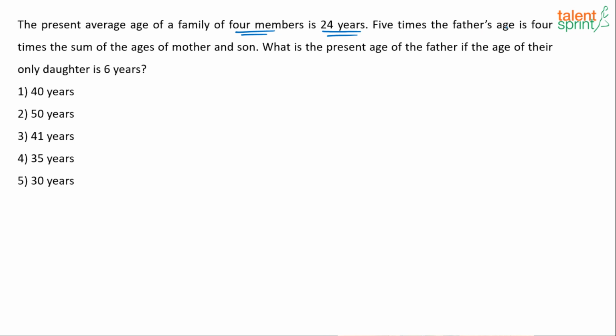5 times the father's age is 4 times the sum of the ages of mother and son. So write that equation, you can't help. So father is there, mother is there, there's a son. Who's the 4th person? The age of their only daughter. Okay, there's one daughter. So let's assume ages are F, M, S, D: father, mother, son and daughter. So 5F is equal to 4 times the sum of the ages of mother and son, 4 times (M plus S).